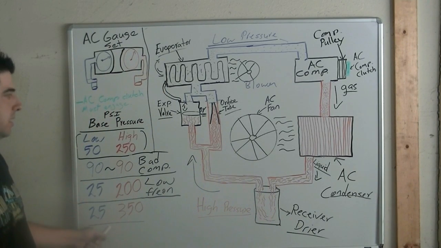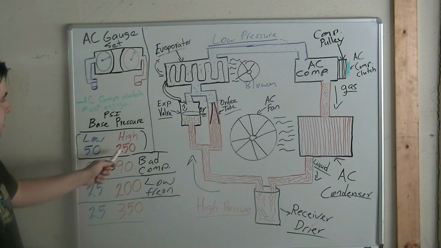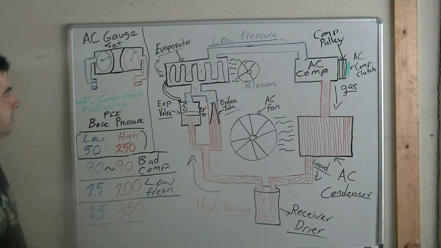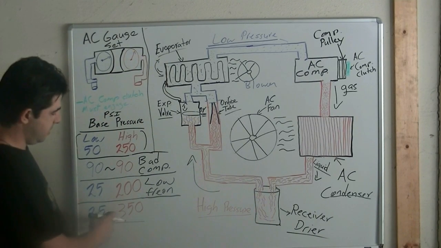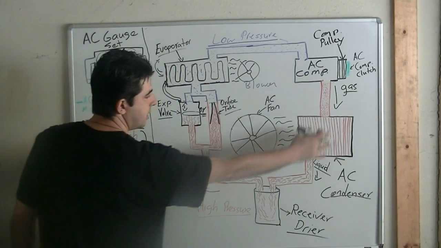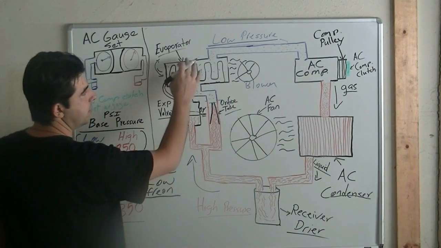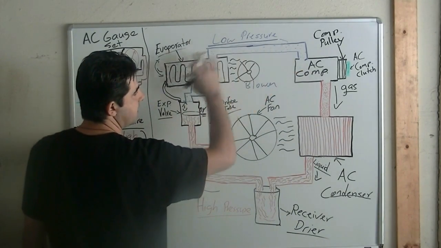Okay, next move on to our third set of numbers. On this one we got 350 on the high side, which is a lot higher than our base pressure, and we got 25 on the low side, which is lower than our base pressure. And we get these numbers where you have a lot more pressure on this side and lower pressure than what it needs to be on this side.